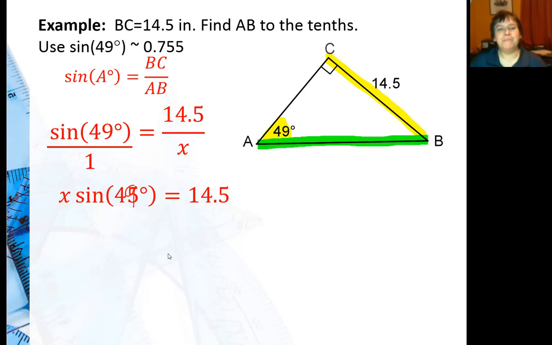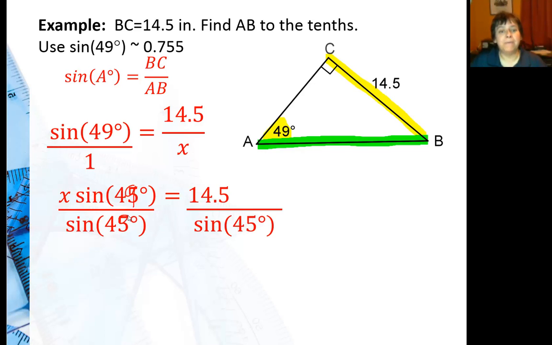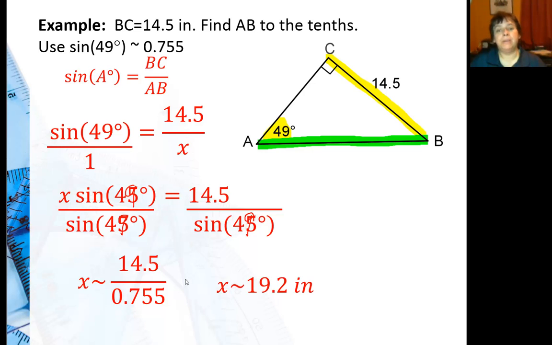And equals 14.5. Now, here I'm trying to solve for x, and that means that I want to divide both sides by whatever's multiplying the x, and it's a trig function. So I'm going to divide both sides by sine of 49. Okay, so dividing both sides by sine of 49, I basically get x is 14.5 over sine of 49, and we know that sine of 49 is 0.755. I can now put this in my calculator, and I get about 19.2 inches.